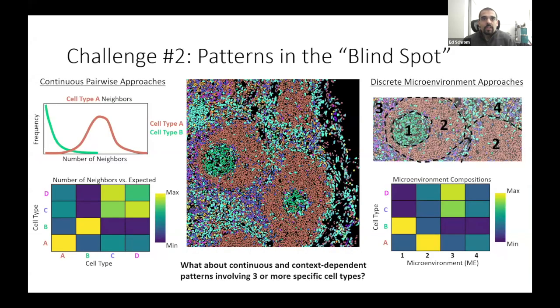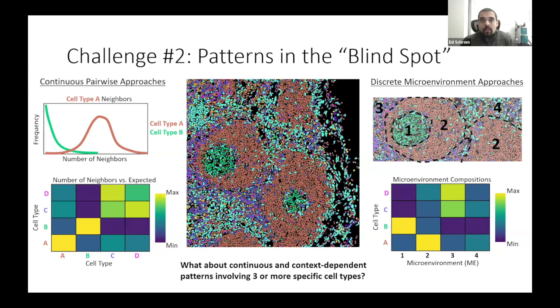A second challenge is that although many great analysis tools already exist, most of them fall into just two camps. The first camp examines cellular abundance in continuous detail, but only in pairs. So whether you use counts of neighboring cells or abundance correlations or shortest distances, these approaches all tell you whether each pair of cell types are closer together or farther apart than expected by chance across the entire tissue. And as a result, we don't learn directly about patterns that involve 3 or more cell types or patterns that differ qualitatively across different tissue regions.